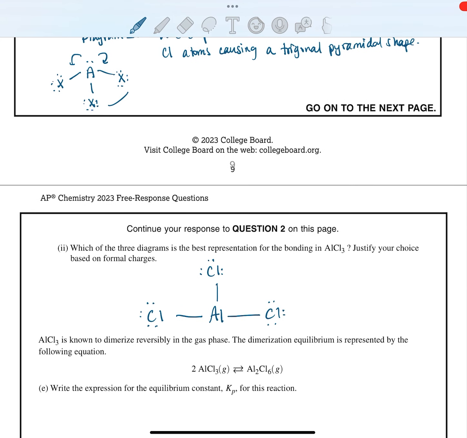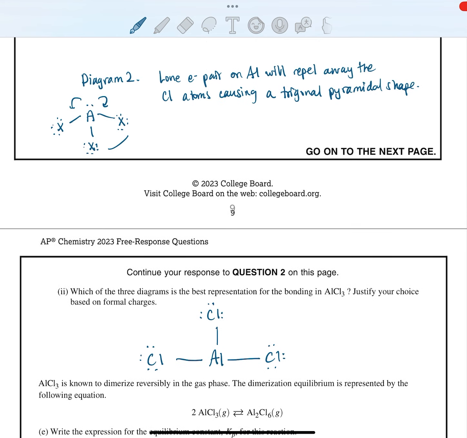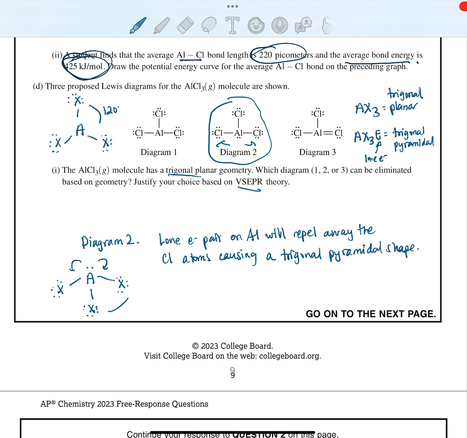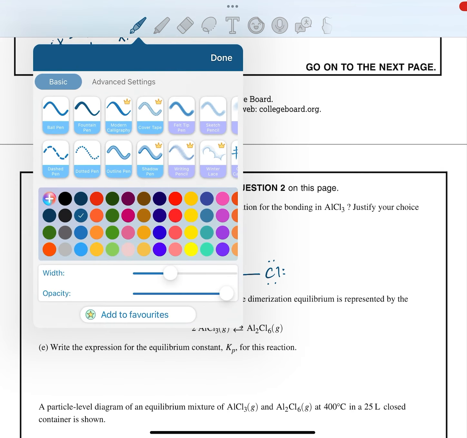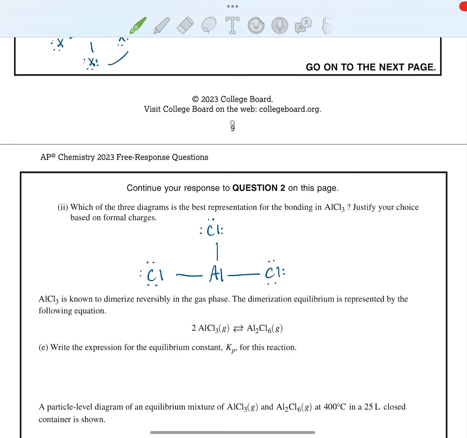All right, now this next question, I've already drawn the diagram because this is actually the answer. It says here, which of the 3 diagrams is the best representation for this AlCl3? Justify our choice using formal charges. I'm just going to do it over there because it's a little too small to draw on these given diagrams. I eliminated diagram 3, and I'll show you why, because there are different ways you can do a formal charge check. I like to do it this way, where I split the bond in half. So I split this line in half like this.